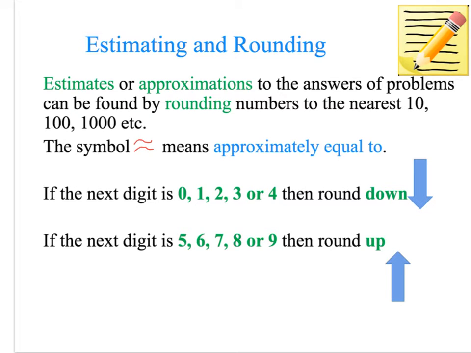And the things to remember, and you should know this, but we really need to remember this, that if the next digit is 0, 1, 2, 3 or 4, then you round down. If the digit is 5, 6, 7, 8 or 9, then you round up. So 0 to 4 round down, 5 to 9 you round up.